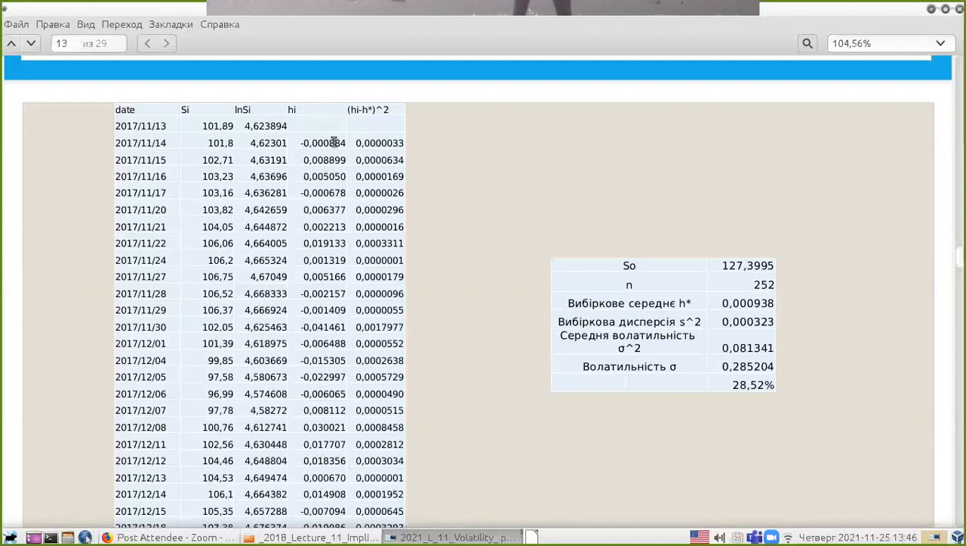We can simply use the variance function in Excel, or we can do this by a formula. You can see this formula. After that, we can multiply this by 252, and after that, take a square root.